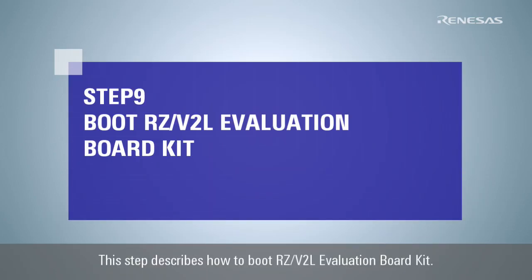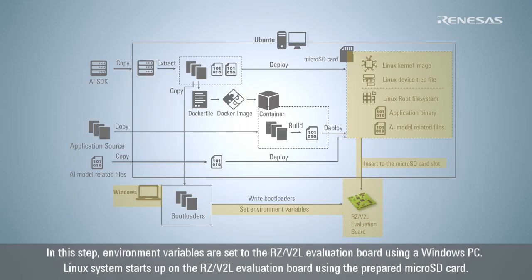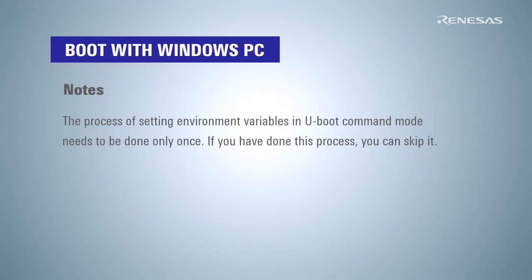This step describes how to boot RZ V2L evaluation board kit. In this step, environment variables are set to the RZ V2L evaluation board using a Windows PC. Linux system starts up on the RZ V2L evaluation board using the prepared micro SD card. The process of setting environment variables in U-boot command mode needs to be done only once. If you have done this process, you can skip it.